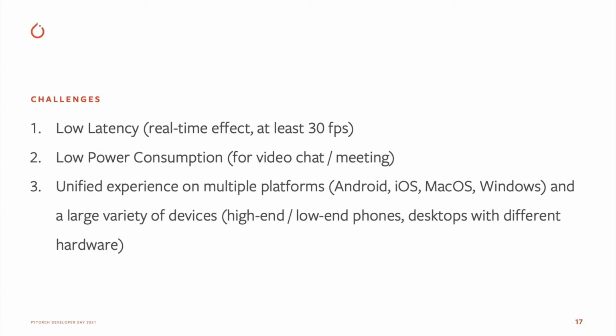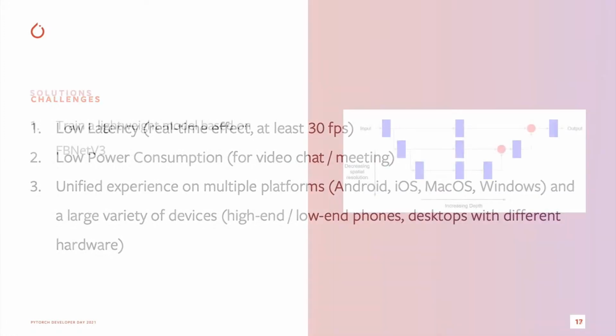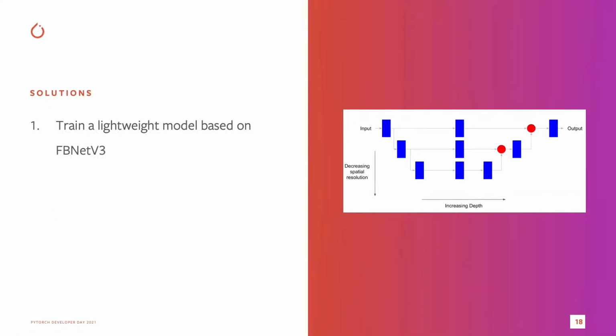The third challenge is a unified experience on multiple platforms. The person segmentation model will be run on Android, iOS, macOS, and Windows, and the device can be very different. We want to use the same model to run everywhere, but the user experience must be the same. So how do we overcome these challenges?